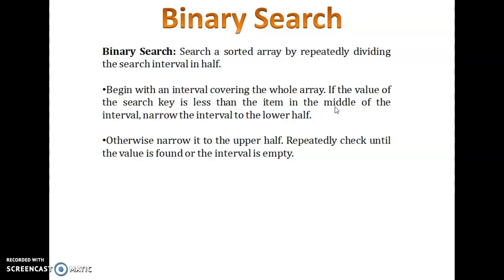Binary search is to search a sorted array by repeatedly dividing the search interval in half. So when you come across this definition, it says that you are going to search an element in a sorted list. By this we can say the main condition for binary search is always the array should be sorted so that you can search an element in the list.